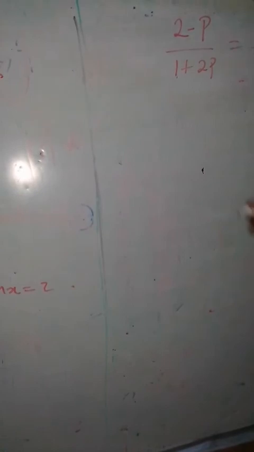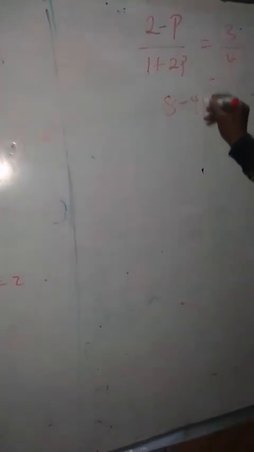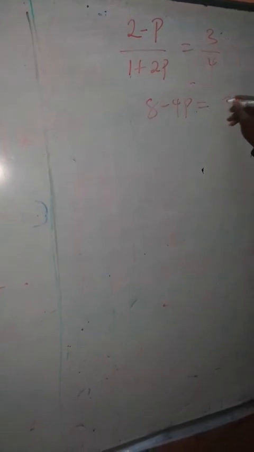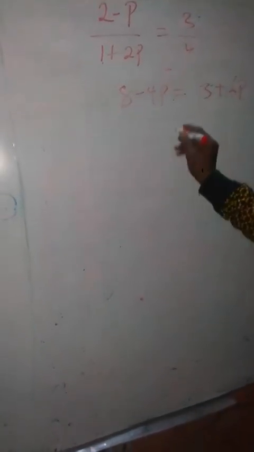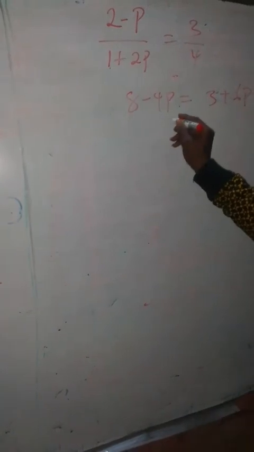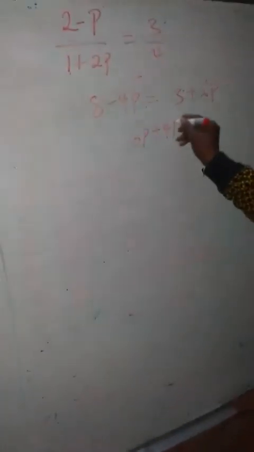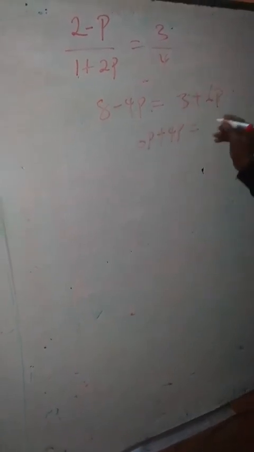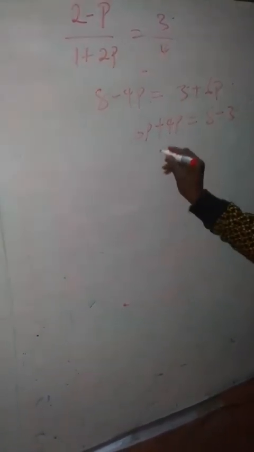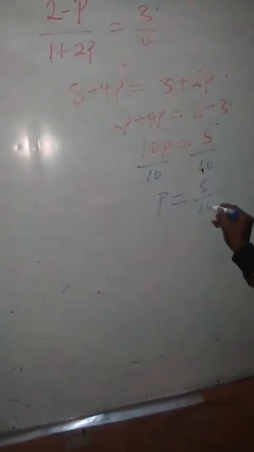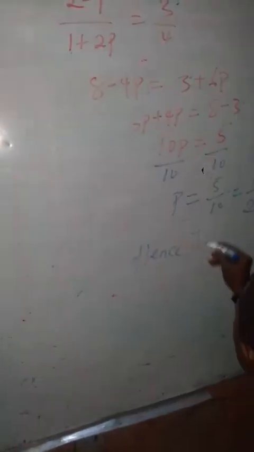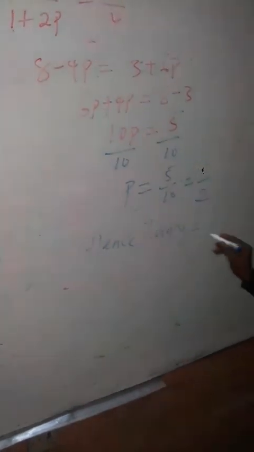Cross multiplying, you will get 8 minus 4P equal to 3 plus 6P. Collecting like terms, we have 6P plus 4P equal to 8 minus 3. And this is 10P equal to 5. Dividing both sides by 10, our P is equal to 5 over 10, which is 1 over 2. Hence my tan y is equal to 1 over 2.